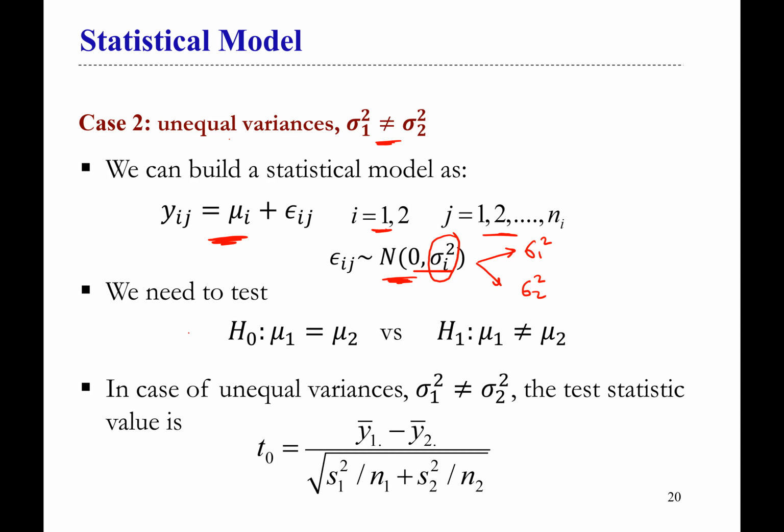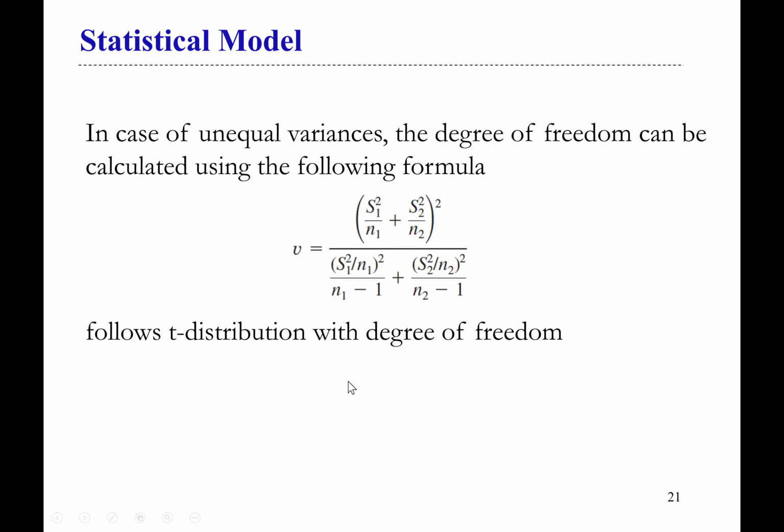And let's look at the first step. First step, nothing changed. Second step, alpha is 5%, doesn't change. The third step will change, because now we do not have SP, the pooled standard deviation. We have two different standard deviations or two different variances. So T0 equals Y1 dot bar minus Y2 dot bar divided by the square root of S1 squared divided by N1 plus S2 squared divided by N2. But I have all these values, so I can calculate the T0 and then calculate the p-value and then take a decision.